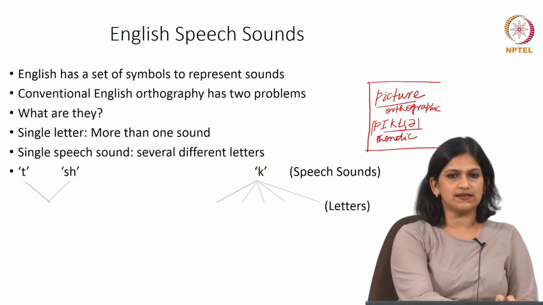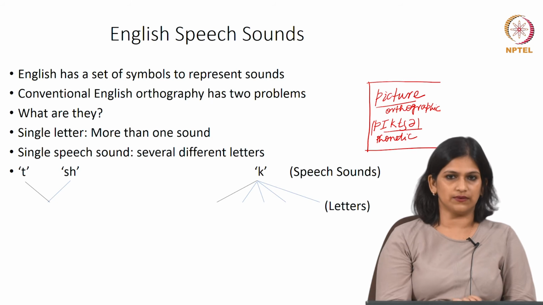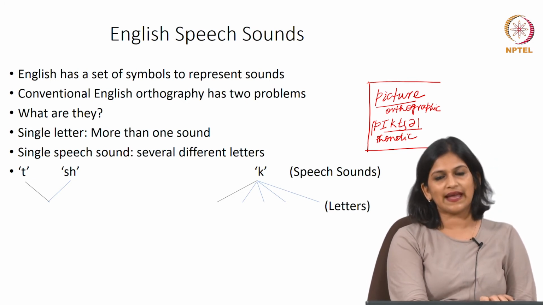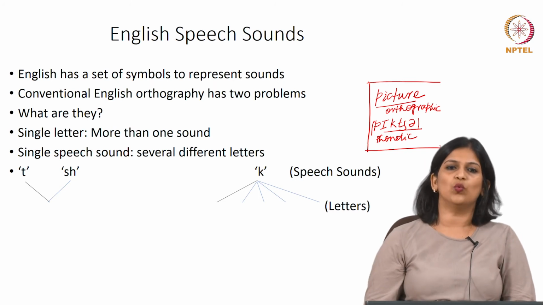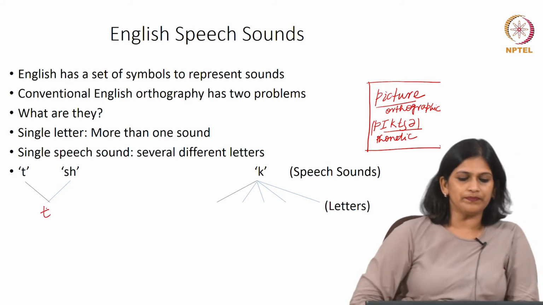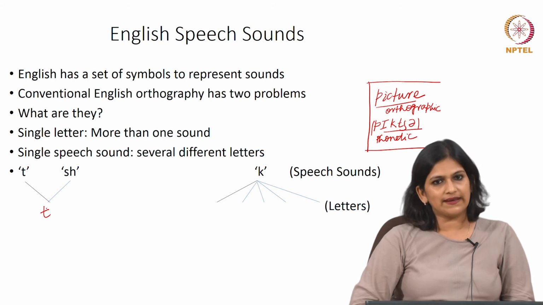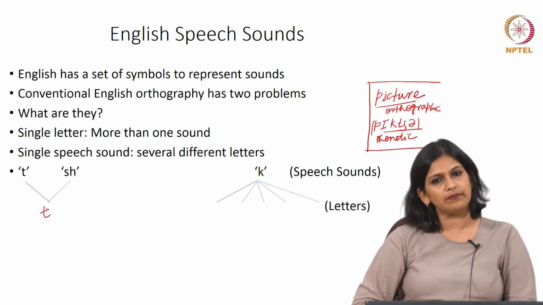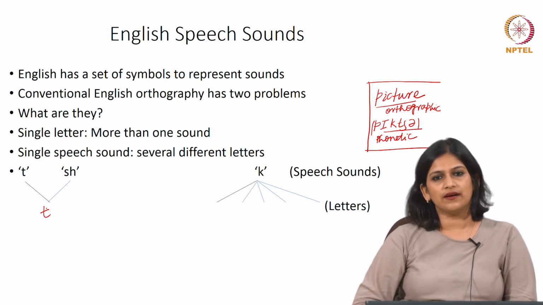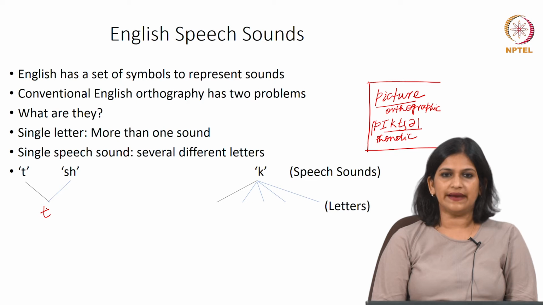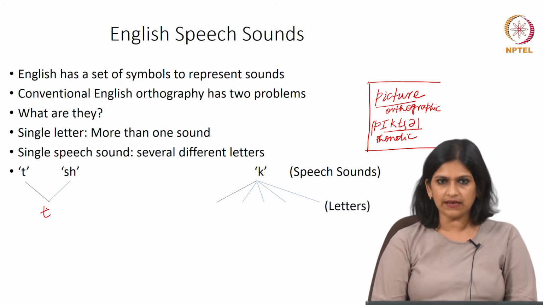So, this is the t sound, this is the sh sound, this is the k sound. The sound t and the sound sh can be written using only one letter. So, I am writing T here. The letter T can lead to the sound t and the sound sh. Can you think about it? Can you give me examples of t and sh where the letter used is T? Can you take a bit of time and think about it?